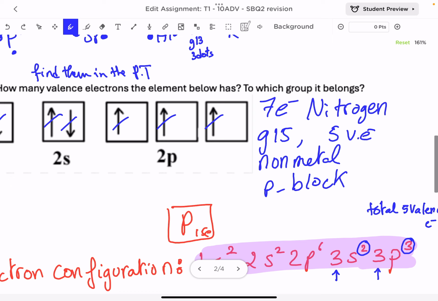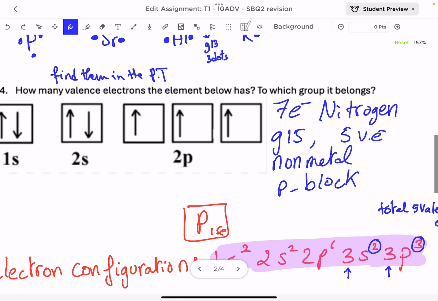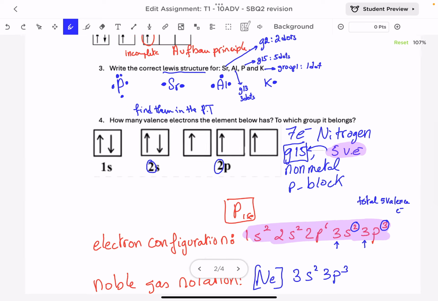So let's see what they want in the question. Here, they are asking about the valence electrons. How many valence electrons? 5 valence electrons. Or I can also look at the highest level reached: 2s and 2p are the highest level reached in this orbital diagram, and we have 1, 2, 3, 4, 5 valence electrons. There are many ways to get the answer, so you choose the one that suits you. Which group does it belong to? 5 valence electrons means group 15. So that's it. You answered the question.